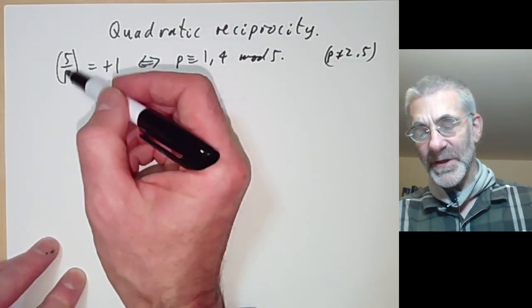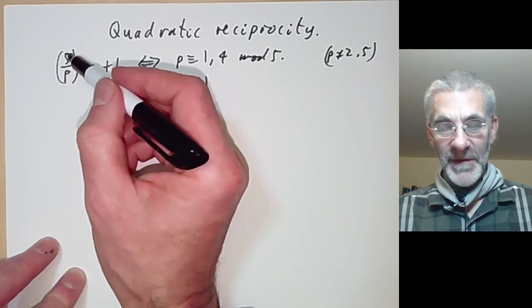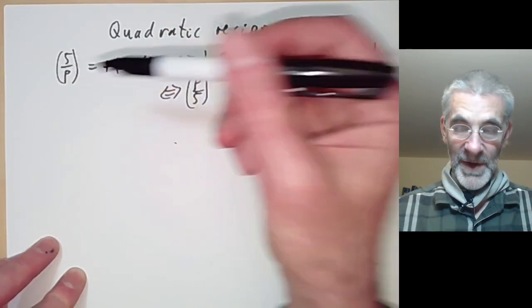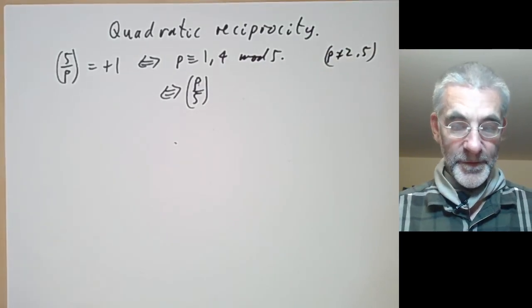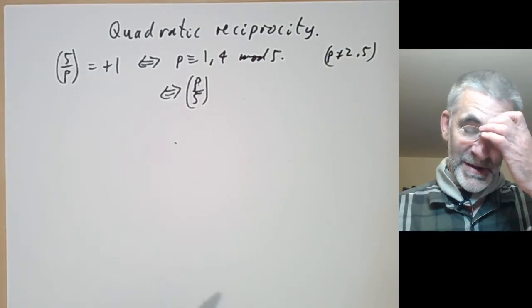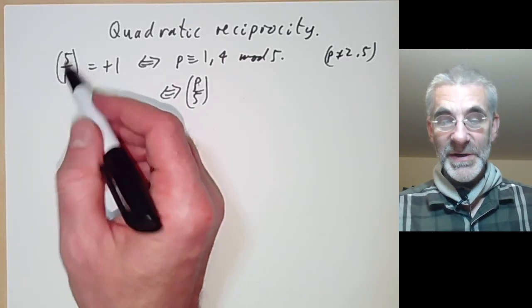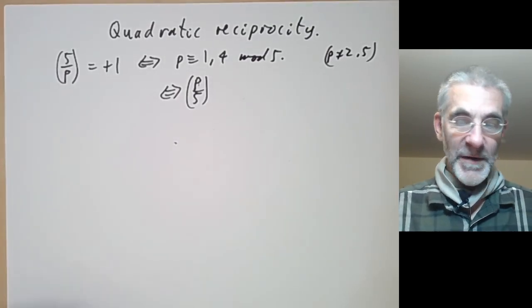Reciprocity roughly means you can switch the numerator and the denominator of the Legendre symbol. So 5 is a quadratic residue of an odd prime if and only if the odd prime is a quadratic residue of 5, which is actually a rather strange fact. There seems to be no obvious reason why these two things should have anything whatsoever to do with each other.